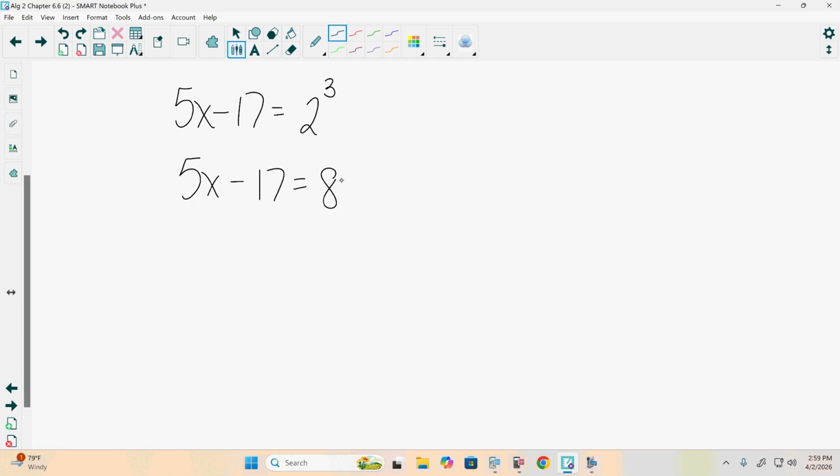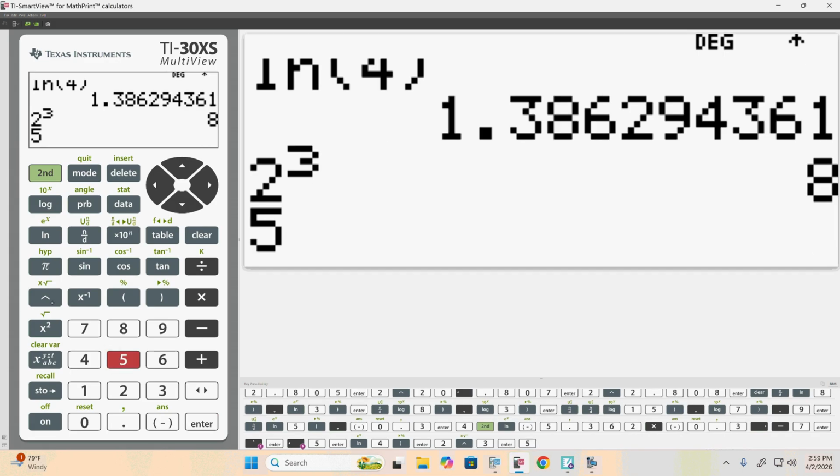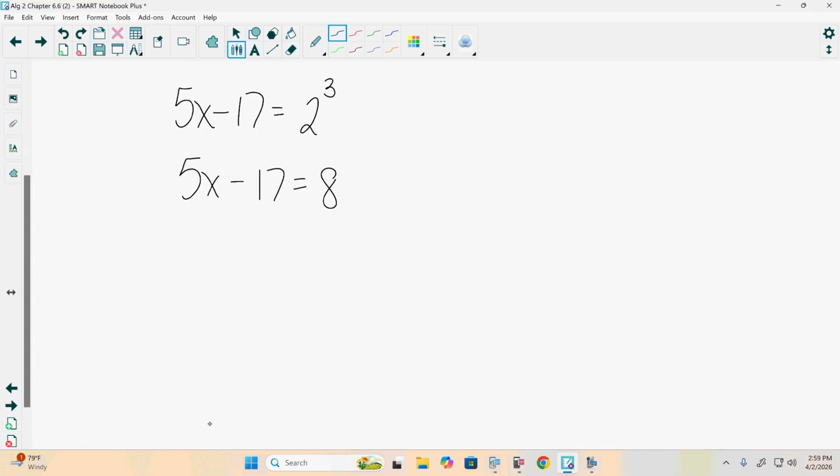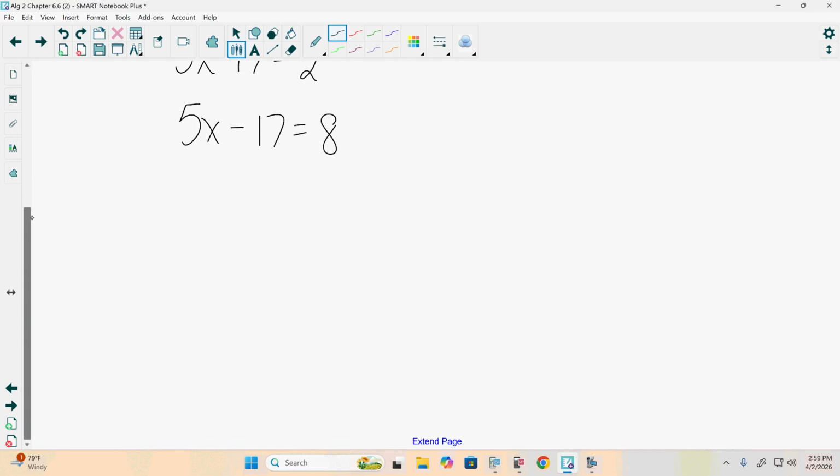Would 5 to the 40th be a nice number? Let's see what it is. 5 to the 40th power is, it's way too big. Now, it is an integer, but it's too big for us to actually work with. We just leave it in exponential form. Now we move on to step 3, solve for x.